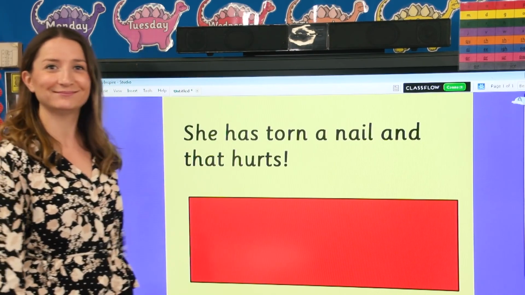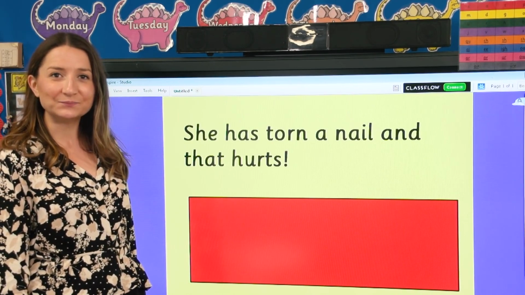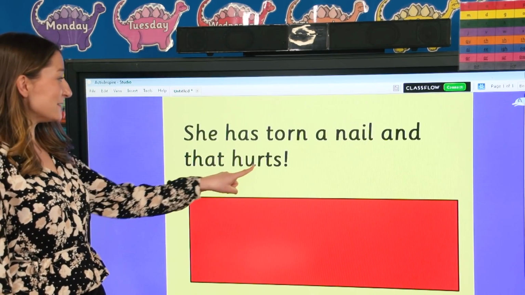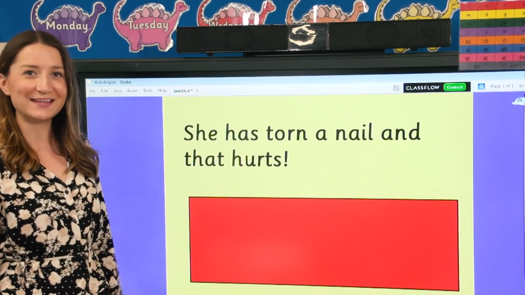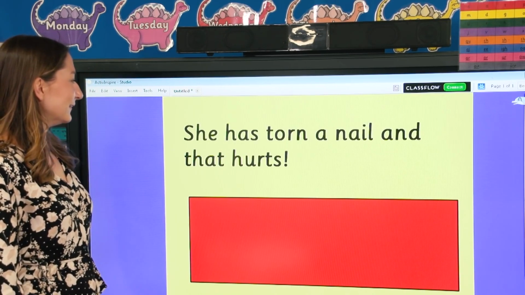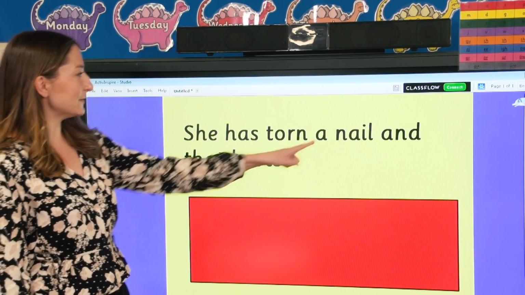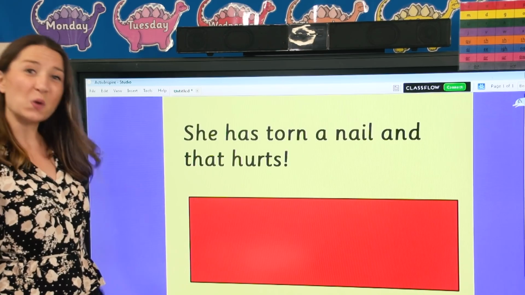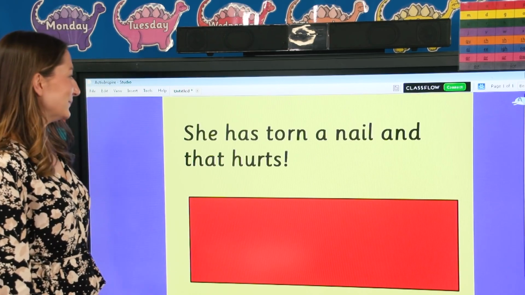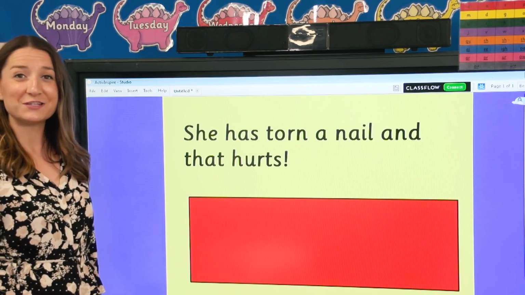Have a look at this one. Can you see a word with our focus sound? Yes. This word has the digraph in it. Can you see any other words with digraphs? Yes, this word, and this word all have digraphs. Can you see the tricky word we already know? Yes, this word is a tricky word which we already know.